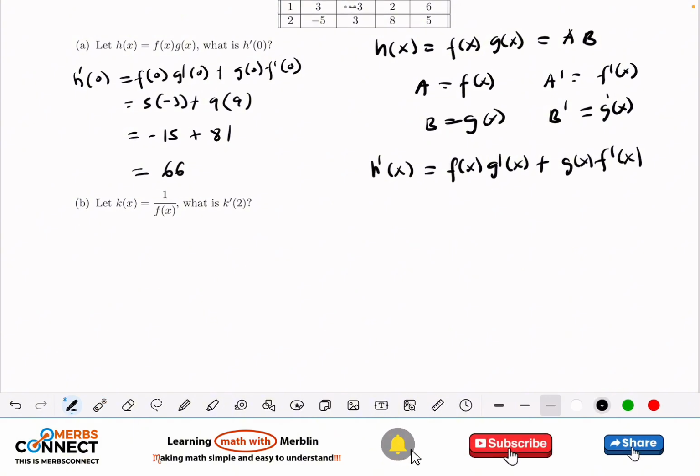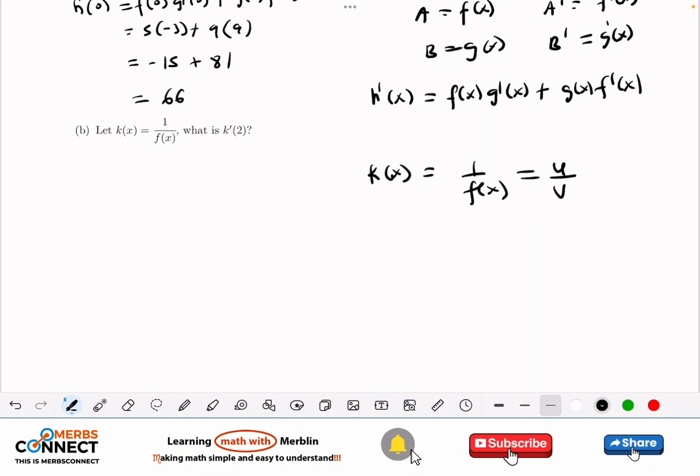So here too, I need to work out k prime of x before I can look for k prime of 2. So this is equal to u over v. So u is equal to 1, v is equal to f of x. What is u prime? When I differentiate a constant, I get 0, right? Then what is v prime? v prime is f prime of x.